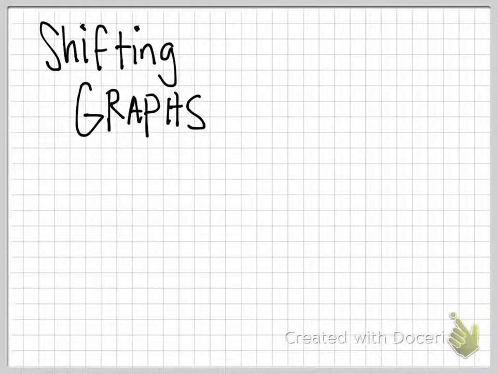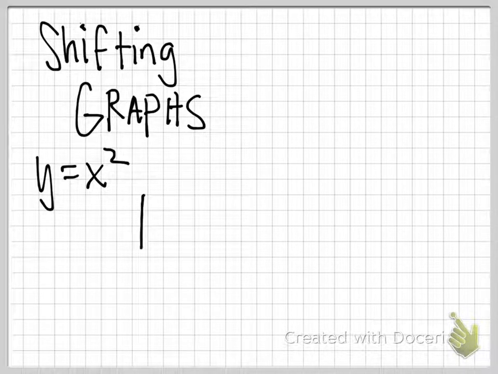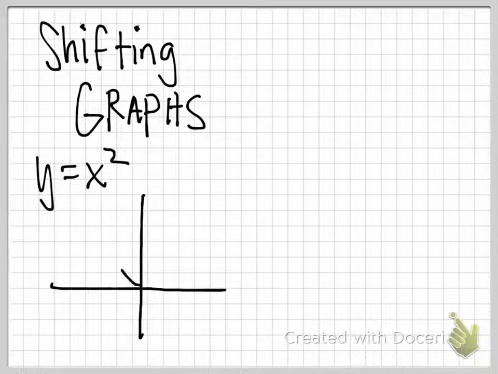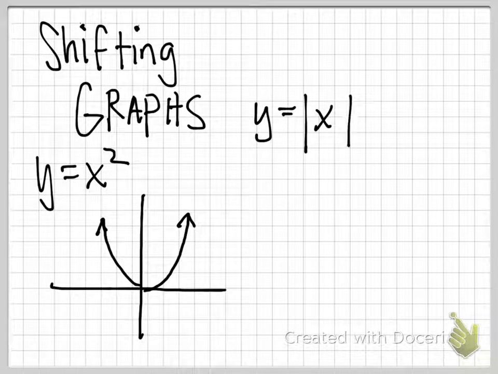Alright, we're talking about shifting graphs. It's also called translations or transformations of graphs. The parent graphs that we're going to do are y equals x squared, which is a parabola, which we've been doing all along. The parent graph is a U. The other graph we're going to do is the absolute value graph, which makes a V.